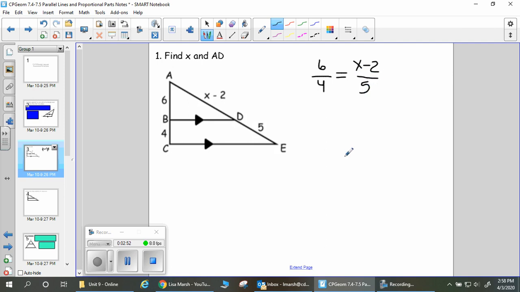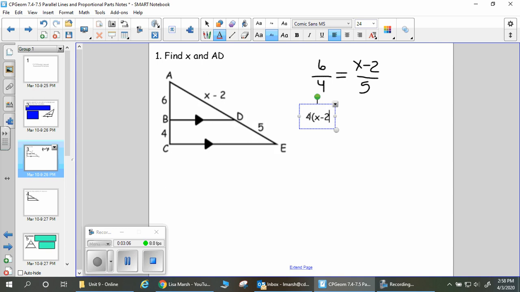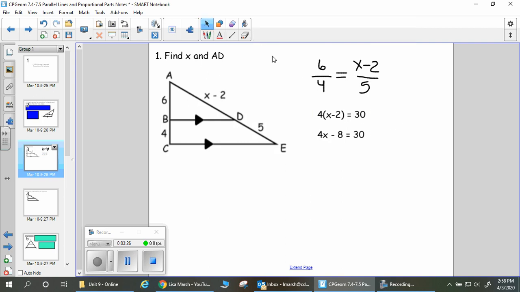Okay. What we want to remember is that when we are in a proportion, we're going to cross multiply. And if cross multiplying is easier for you to say, put the 4, put parentheses X minus 2, and on the other side, I have 6 times 5, which I know is 30, then that's fine. Go ahead and put the parentheses. If you want to just say, okay, this is 4X minus 8, equals 30, and you have that right off the bat, that's fine as well. Okay, you don't have to use the parentheses unless that's helpful to you.